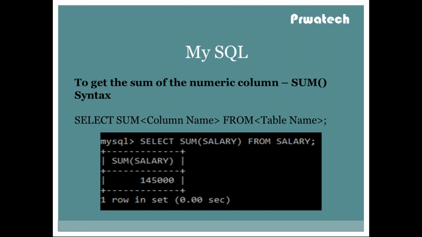Now as you can see, the code written in the screenshot here is select sum within brackets salary, which is the name of the column, from the table name, which is again salary, followed by a semicolon, and hit the enter button. So now what we get here is the sum of the salaries, which is 1,45,000.